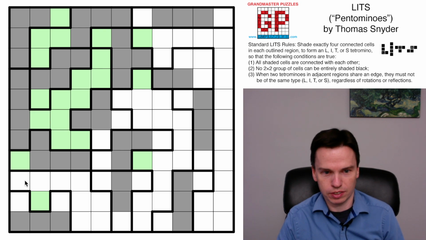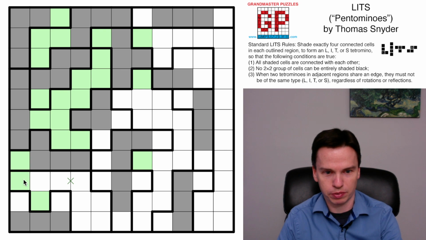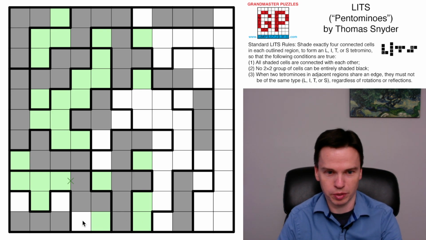In this lower left region, we can't cross over these gaps, so there aren't enough cells to be on the left here. We'll have to come through this channel. In coming through this channel, we don't want to form an L shape, so we'll have to take this cell, so it can be a T or an S. That marks off this cell, completes this cage as an L. That marks off this cell for 2 by 2 rule, puts in this T, this L.